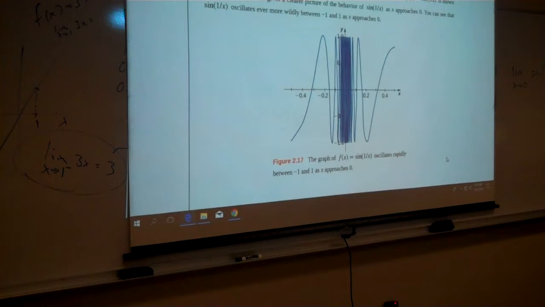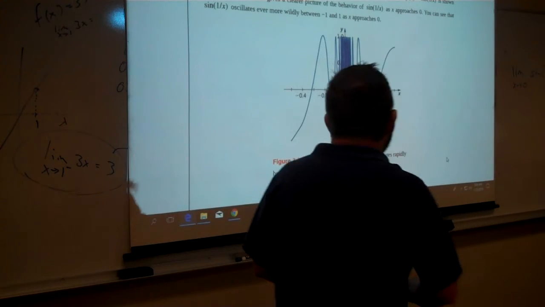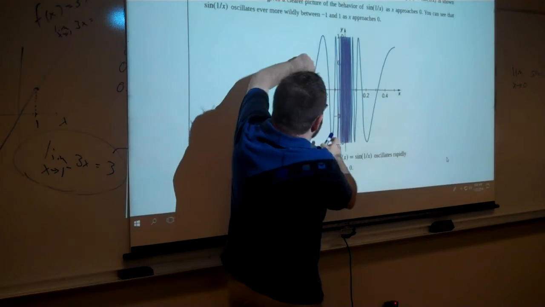It looks so innocent. Sine of 1 over x did not look like it was going to break you. And yet its limit doesn't exist. There is no limit at f. Now don't get me wrong, at other points, right here, no sweat.